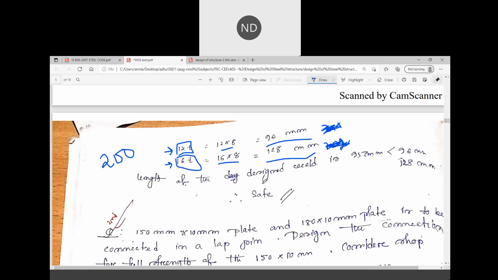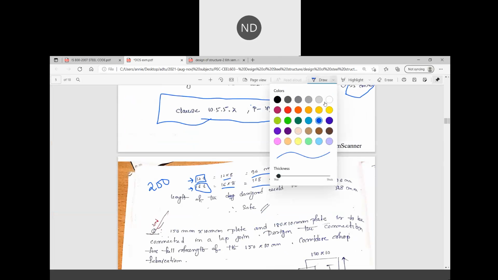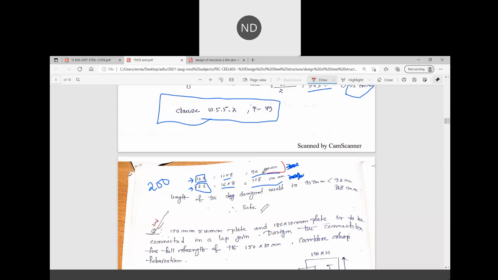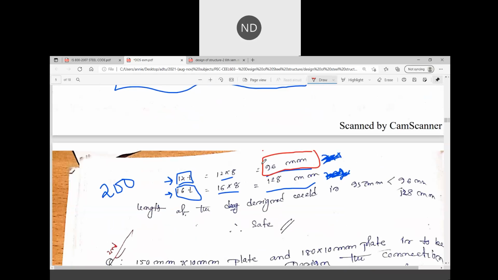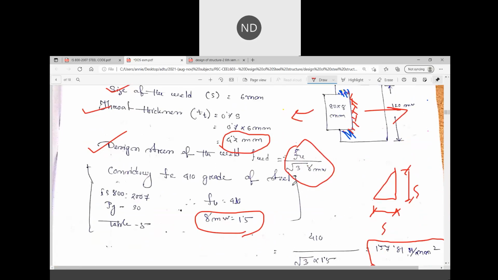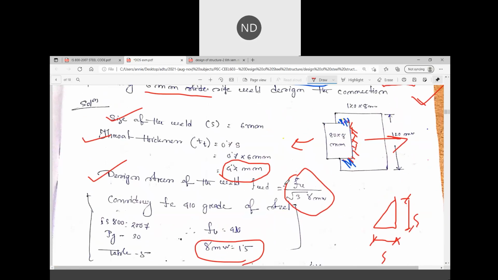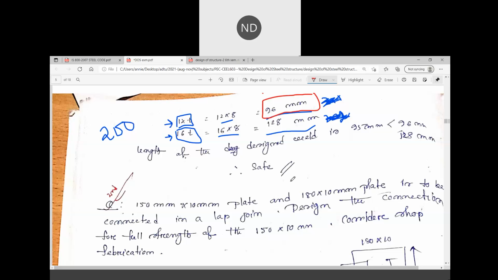Okay, so you see here, now the lesser of these two is how much? The lesser of these is this one, 96 mm. So now what we have to check is the smaller of these two, which is 96 mm, whether it is greater or smaller. You see here, clear spacing is 120. Length of the design weld is 95 mm.